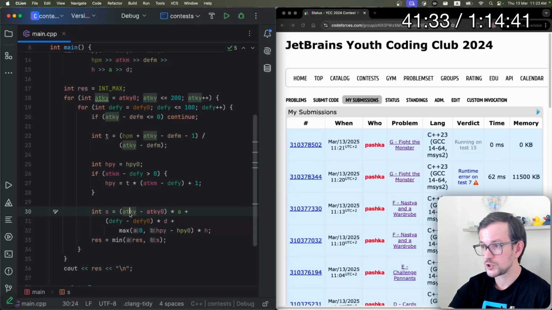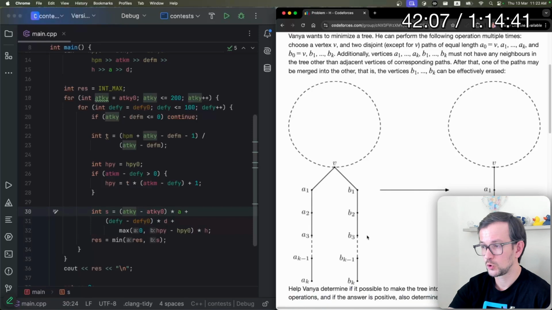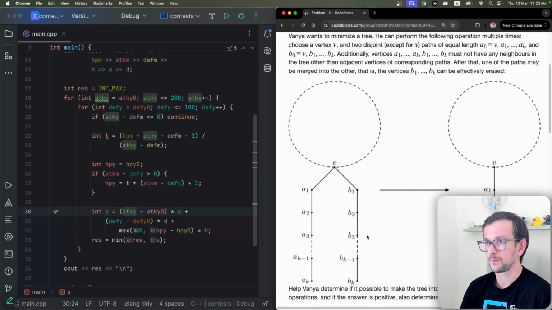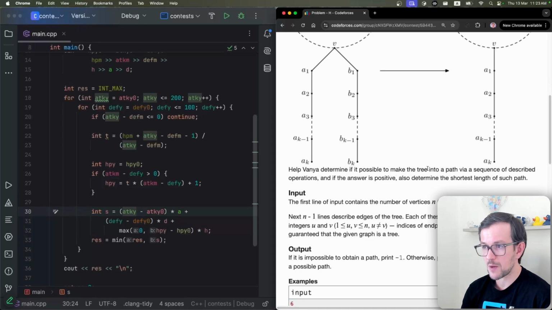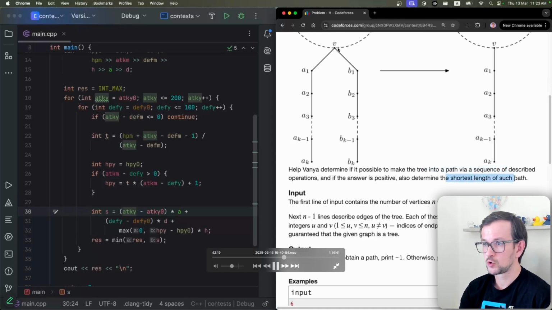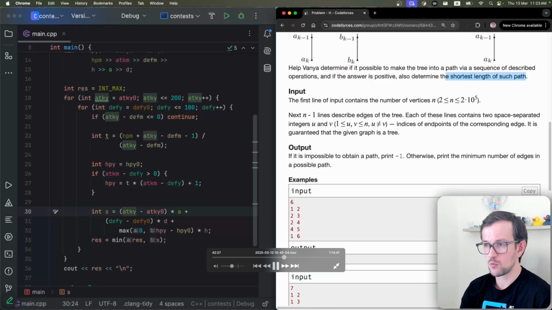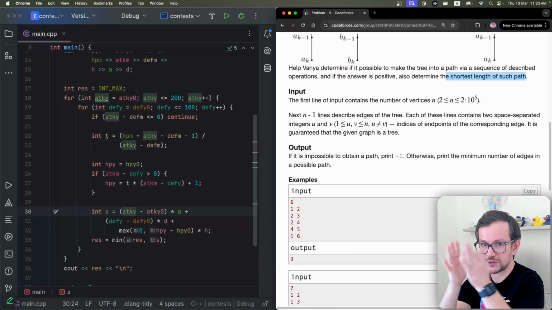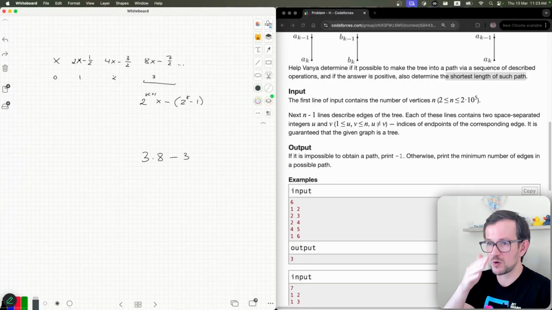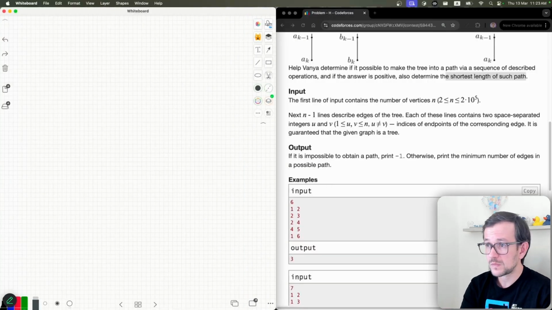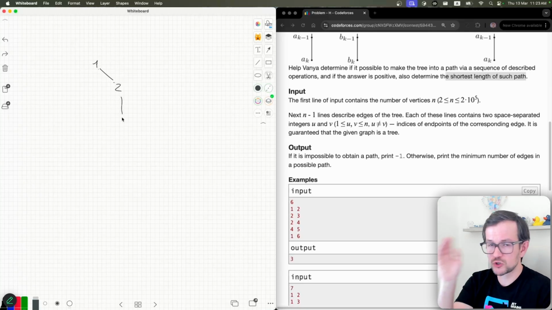Okay, let's move to problem H. Problem H is actually a very nice graph problem. What we have in problem H, we have a tree, and we can compress this tree by applying this operation. So we have these two paths of the same length. We can remove one of them. So we can kind of merge two paths into one. So effectively, we just remove one of the paths. And the question is if it is possible to compress the whole tree into a single path.